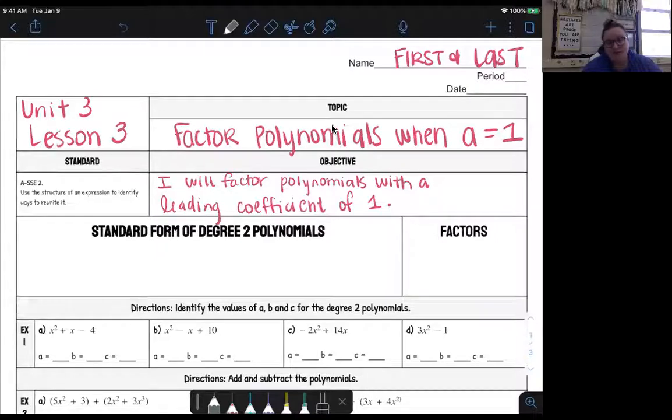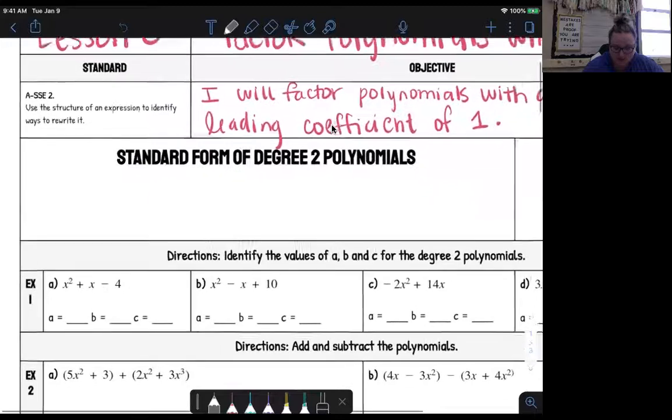Also, don't forget to put your first and last name, the period, and the date in the upper right-hand corner of your paper, please. So when you submit your notes, I know that they're actually your notes and not someone else's. Let's just jump right in here.